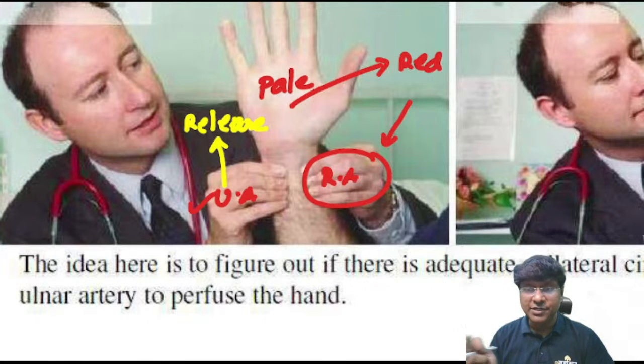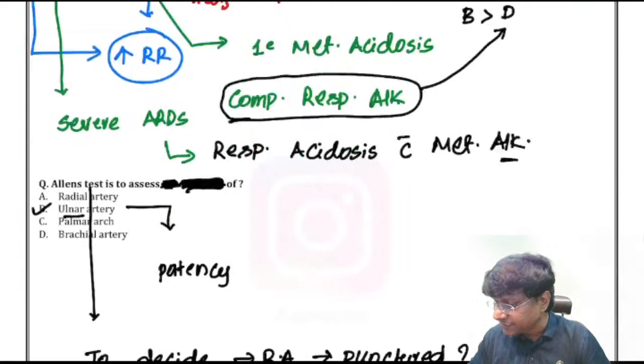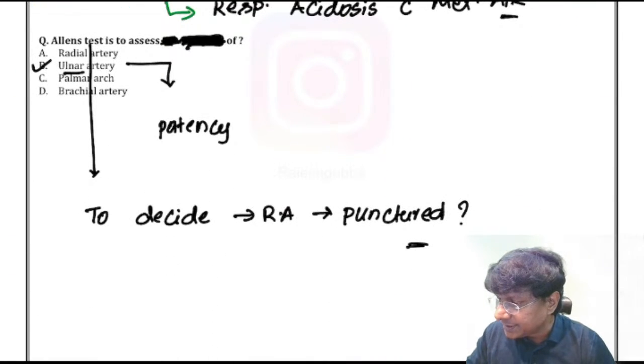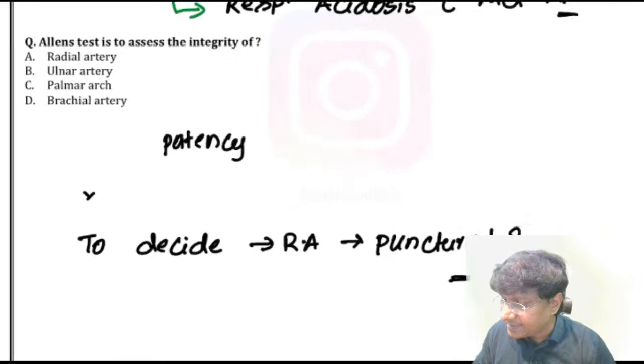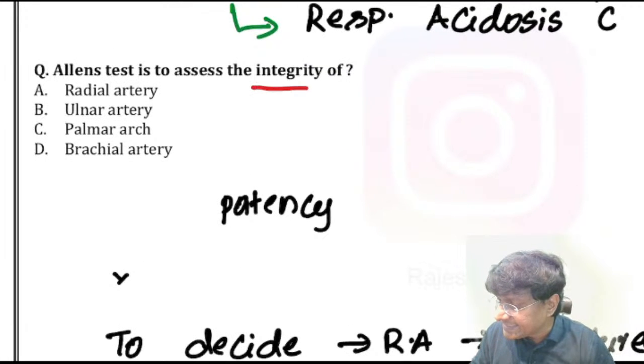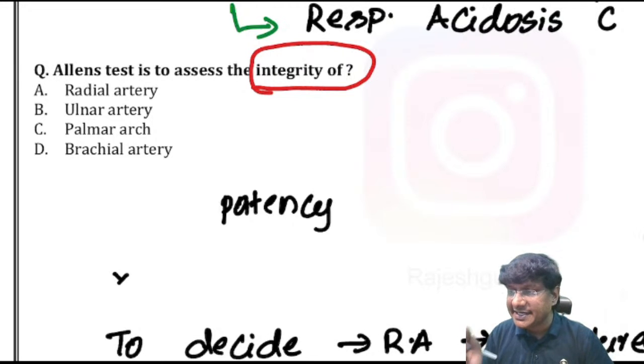Now I'll put another question, Varun, a question which makes your doubt a little more comfortable. Now you answer this question. Allen's test is used to assess the integrity of... Then what will be the answer? I have added a word here, integrity of.